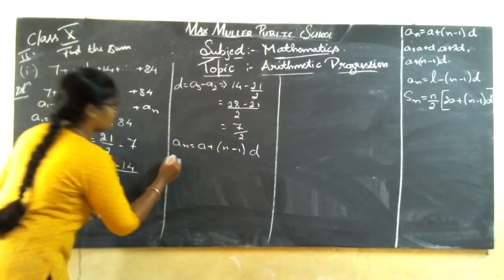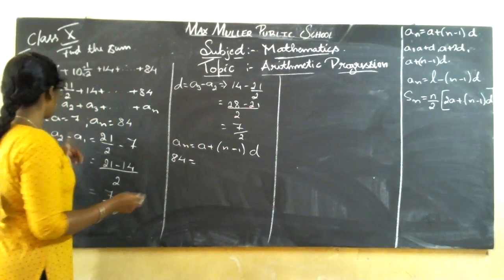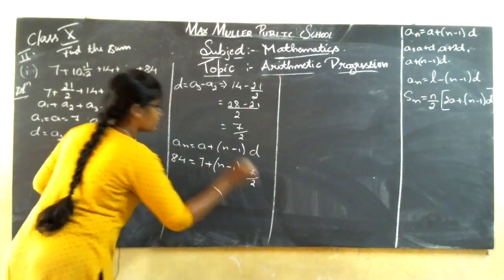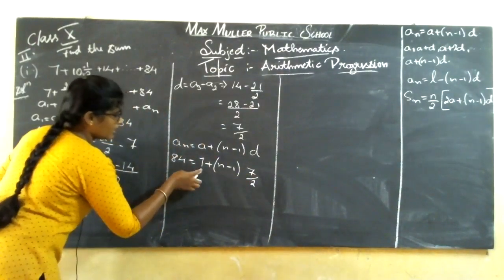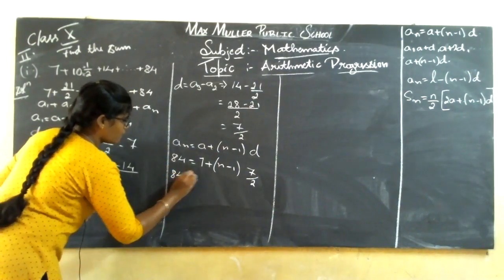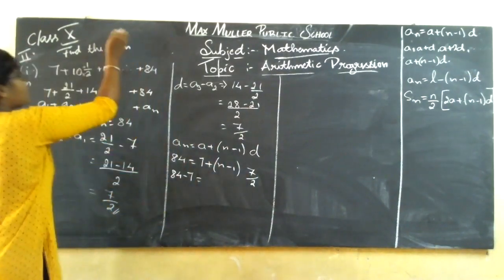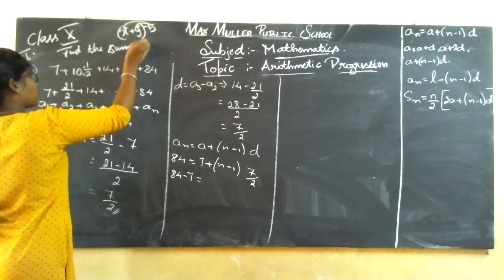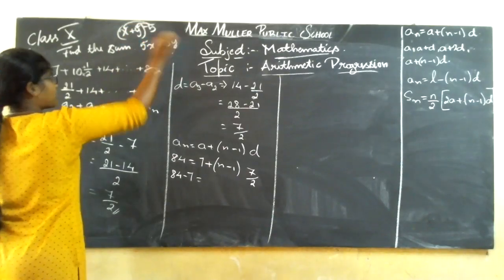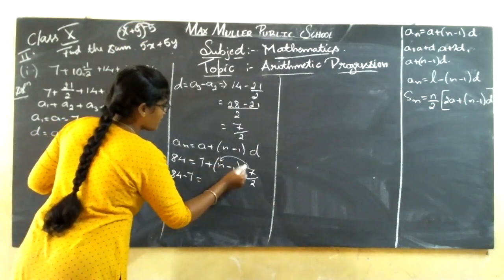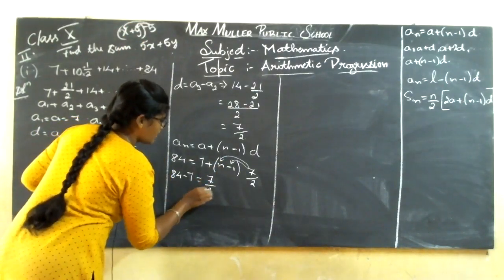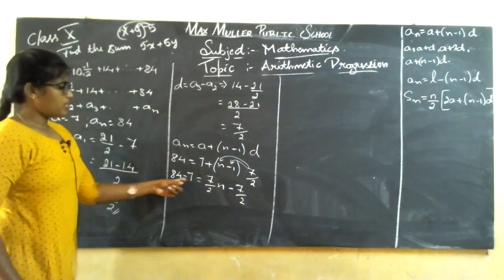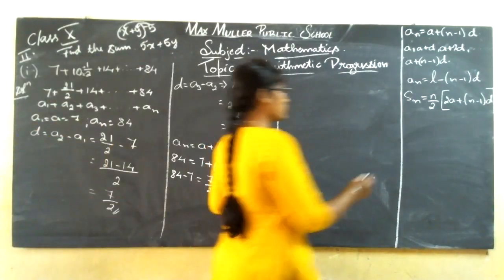Now what is the AN value? 84 is equal to, A value is 7, plus N minus 1 into 7 by 2. Correct? So let me take this side: 84 minus 7 is equal to, here, x plus y into 5. What are you going to do? You are going to multiply inside so that you get 5x plus 5y. Similarly, here also you multiply inside so that you get 7 by 2n minus 7 by 2. Okay?